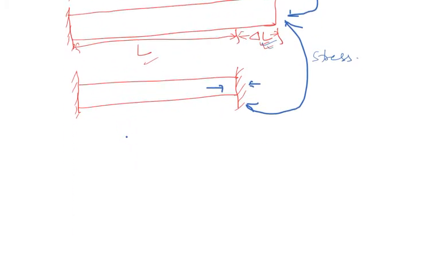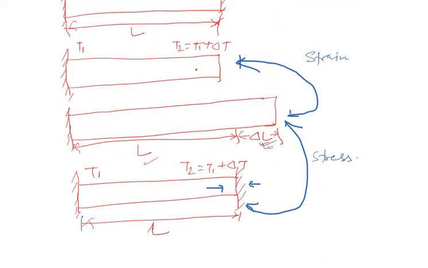Now here it will be L, from here to here it will be L, the length of the bar is L, initial temperature T1, final temperature T2, that is T1 plus delta T, correct? Here also the same thing, T1 is the initial temperature, T2 is the final temperature, that is T1 plus delta T.